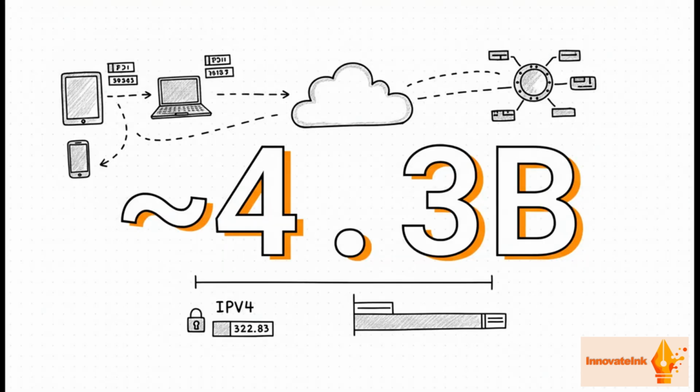To make this all work, every single device connected to the internet needs a unique IP address. The classic system, IPv4, gives us about 4.3 billion of them. At the time, that sounded like an infinite number. But with all our phones, laptops, smart TVs, and who knows what else, well, we've basically run out. That's a story for another explainer.